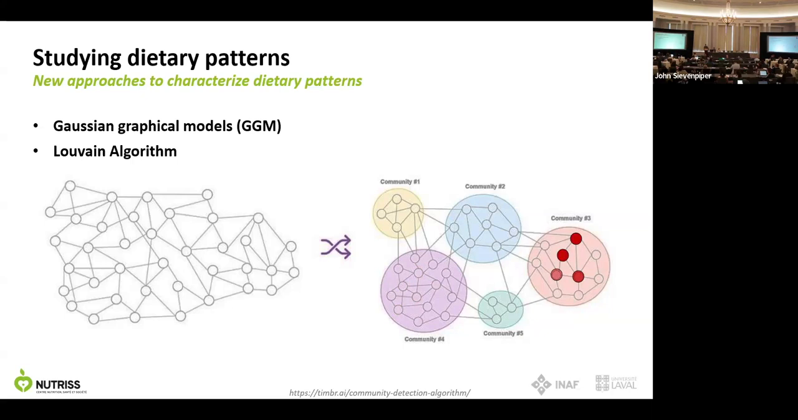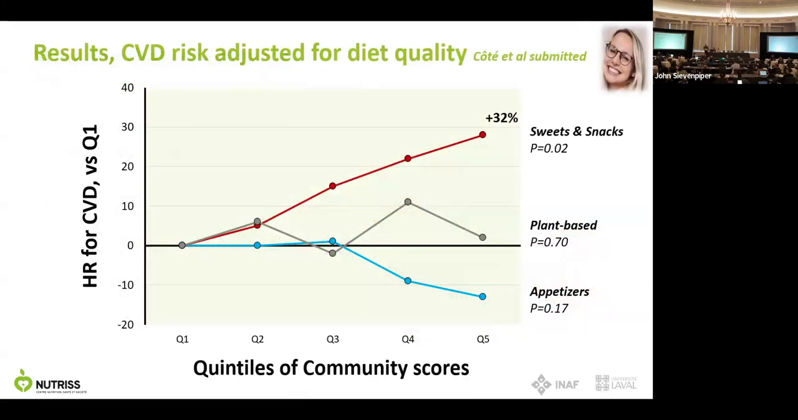And so we did that in the NutriNet-Santé cohort. We have 5 communities of food, so 5 networks of foods within the big network. And interestingly, a high consumption, and therefore a high adherence, to the consumption of sweets and snacks in the French population was associated with a higher risk of cardiovascular disease. The other patterns of consumption were less strongly associated with coronary heart disease. This is the association between adherence to these patterns of consumption, but adjusted for overall diet quality.